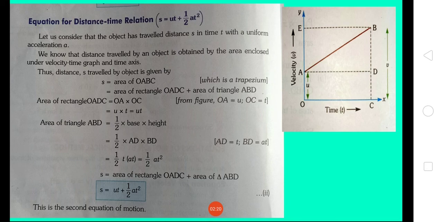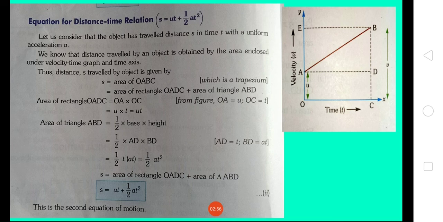And we know that area of rectangle can be calculated by using the formula length into breadth. So here area of rectangle OADC equal to OA, which is the breadth of the rectangle, into OC, which is the length of the rectangle. So we know that the value OA is nothing but u, or the initial velocity, and OC is the time t. So area of rectangle OADC equal to u into t, or we can write it as ut.